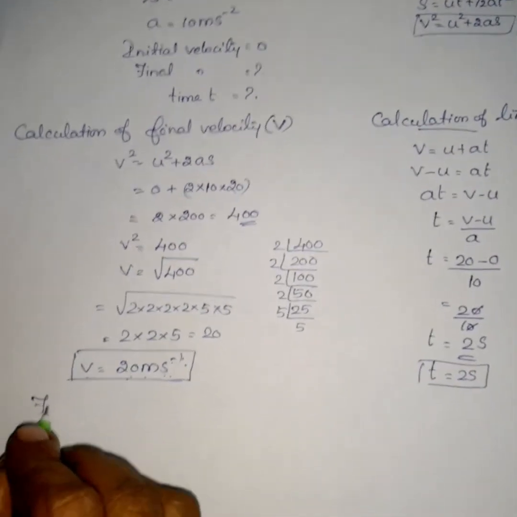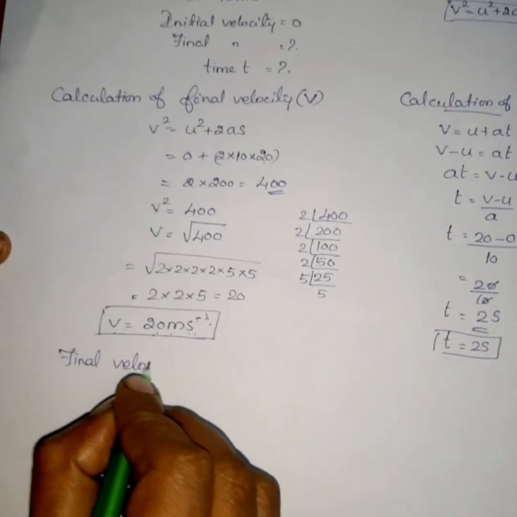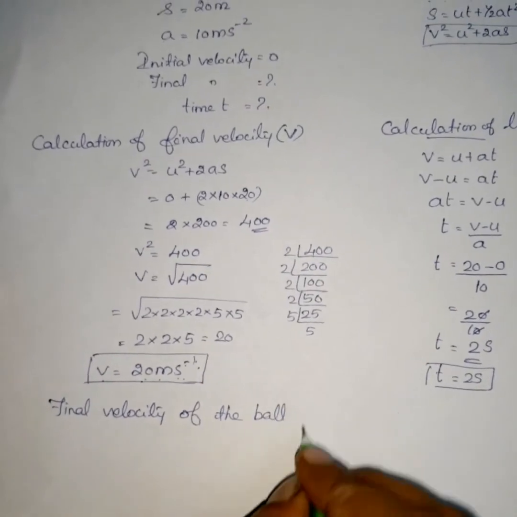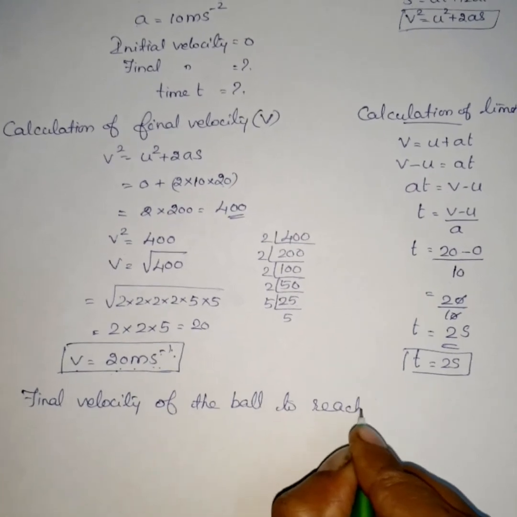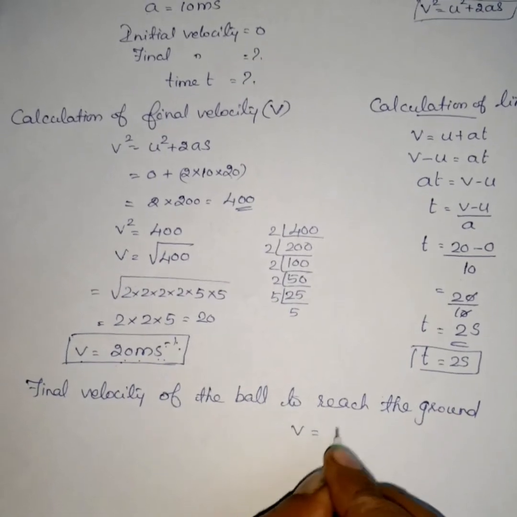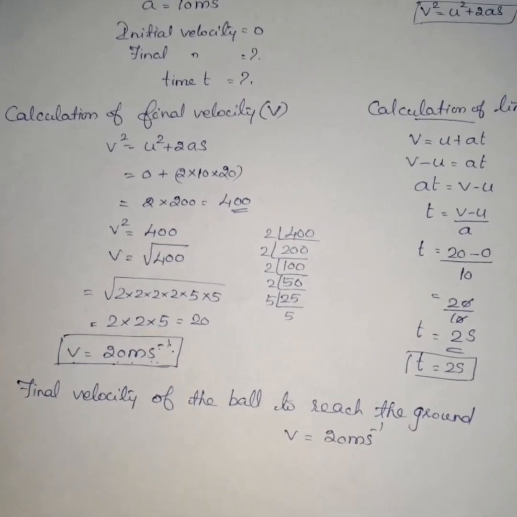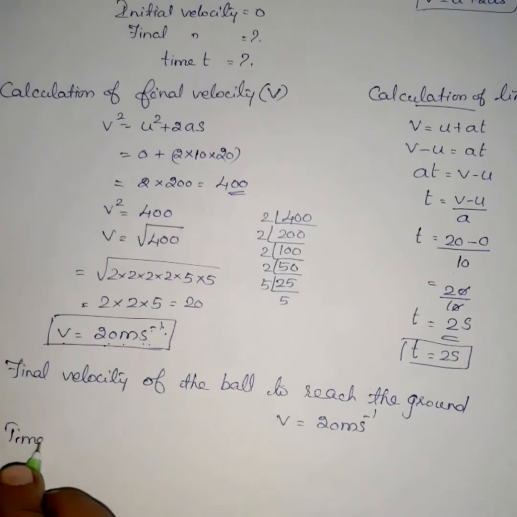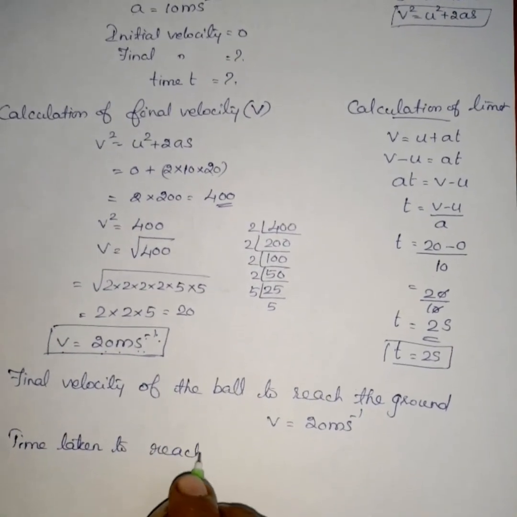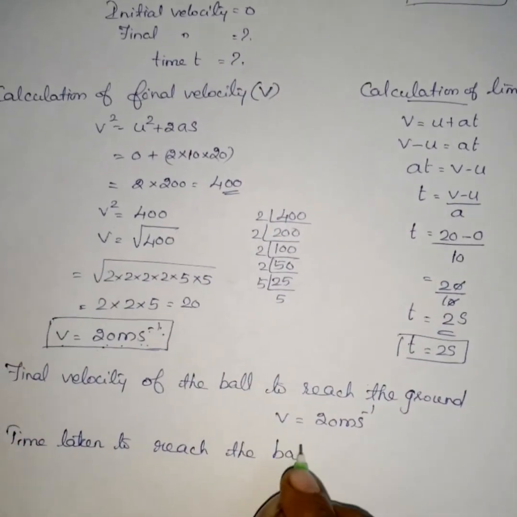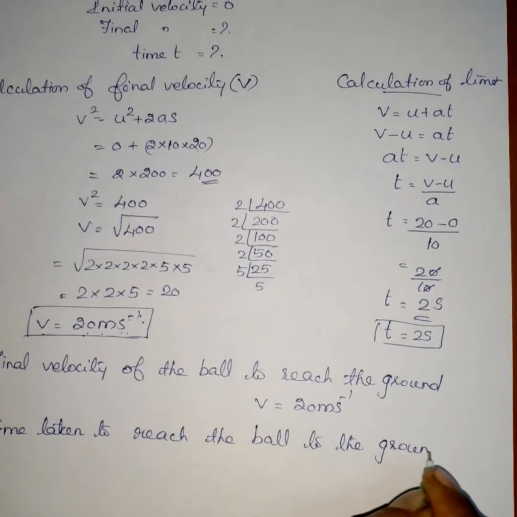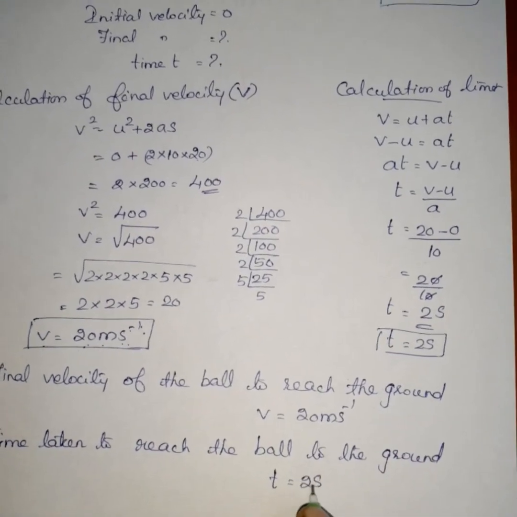Okay. So the final velocity of the ball to reach the ground, v is equal to 20 meter second power minus 1. The time taken by the ball to reach the ground, t is equal to 2 seconds.